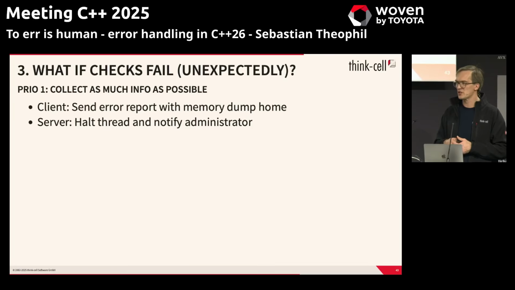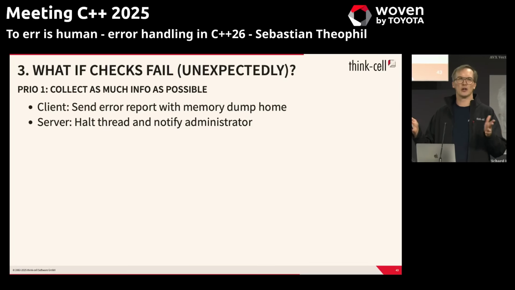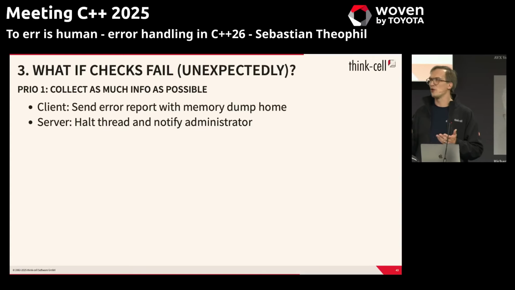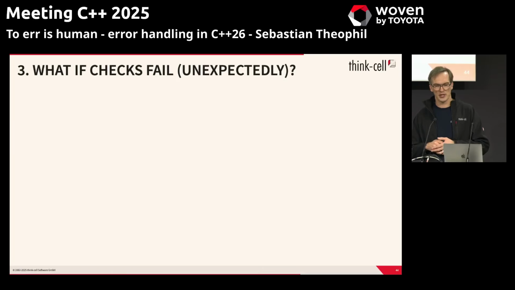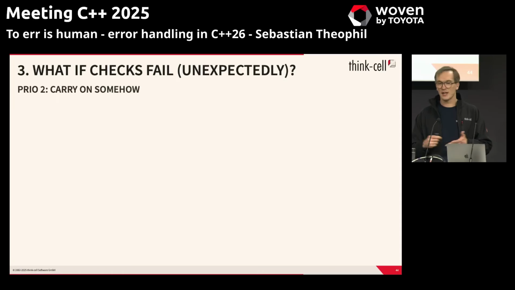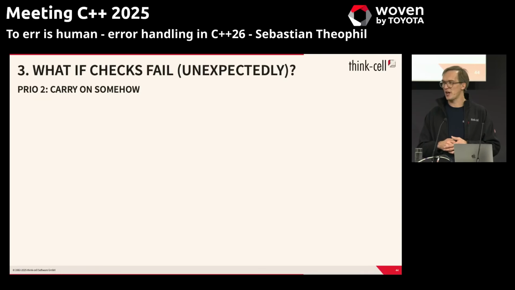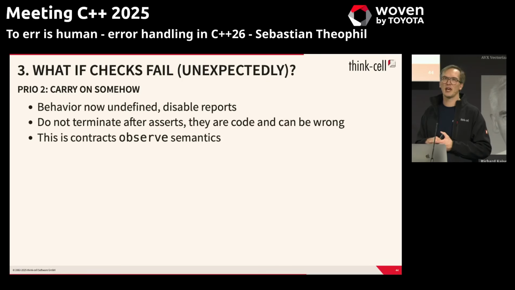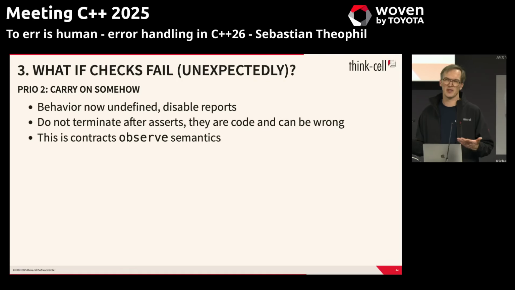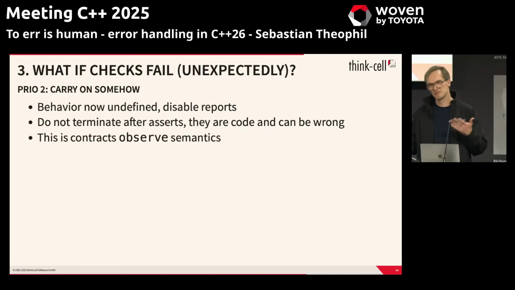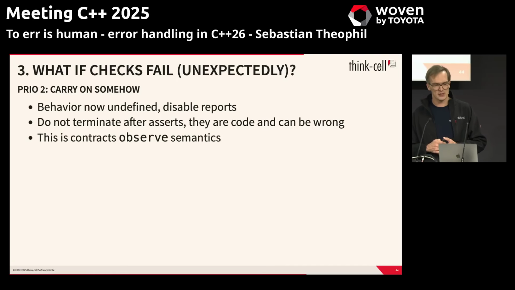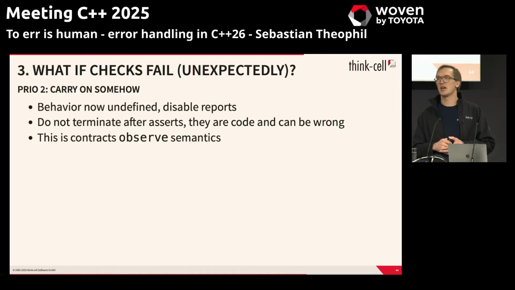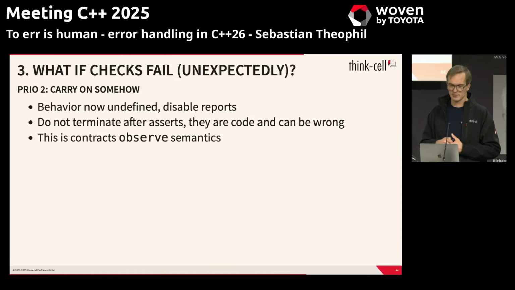On our server application, which is just our internal server, it will hold the threat and notify an administrator by email. And then again, we try to carry on somehow. So this is observed semantics in a way. But we do think that the behavior of our program is now undefined. Something happened where I thought it would never happen, so I'm not sure what can happen next. So I will disable any further error reports. But we do not terminate.